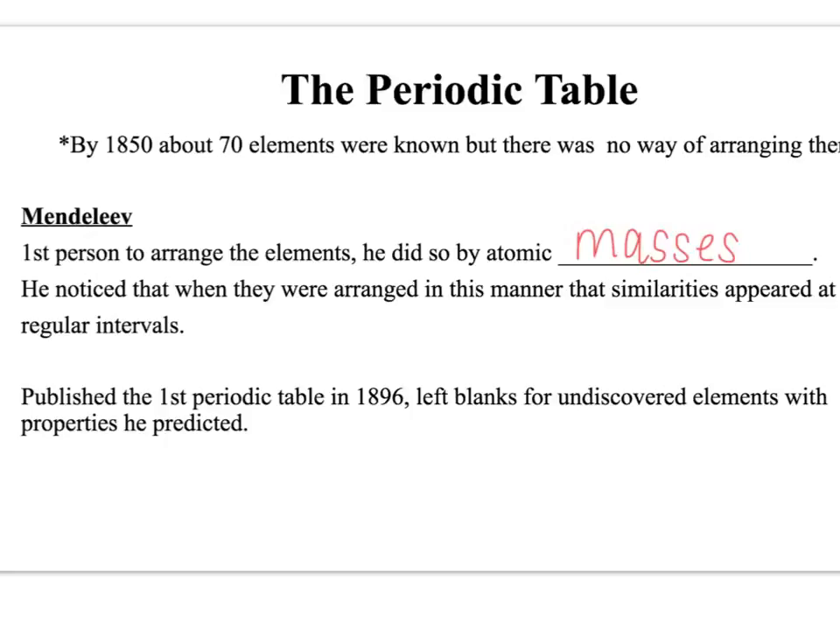He published his first table in 1896, and I believe that's a typo in your notes, so make sure you change that. It was 1896. And what he did, which was kind of cool, is he left blanks in his periodic table for undiscovered elements, and he predicted the properties that they would have. And in many cases, he was actually right. But the problem with the way his table was arranged was that when he arranged them by masses, there were some gaps that didn't line up correctly. So for many years, this was the table that a lot of scientists used until a better one came along.